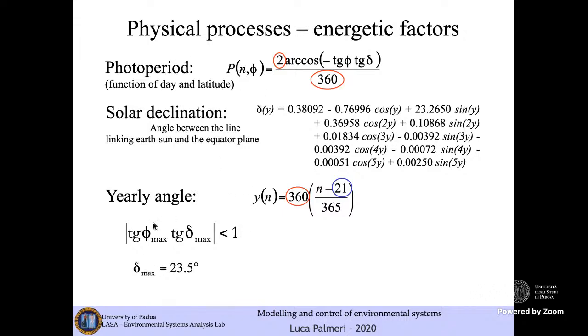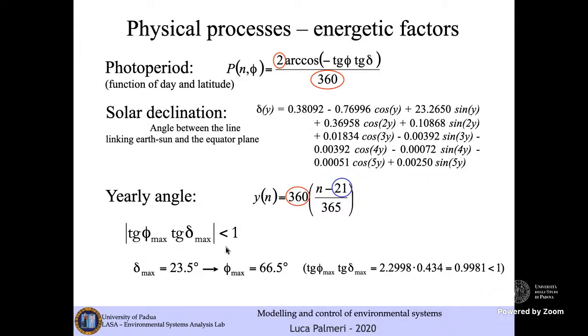The maximum value will be when you have the maximum latitude and the maximum value of the solar declination. This quantity is always smaller than 1. The maximum value of the solar declination on our planet is 23.5 degrees.